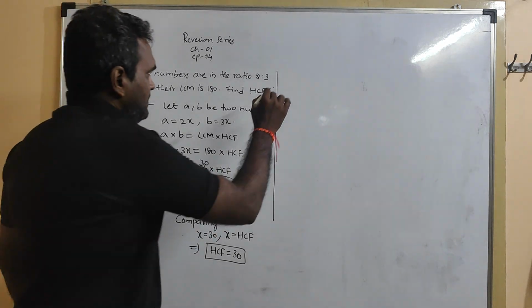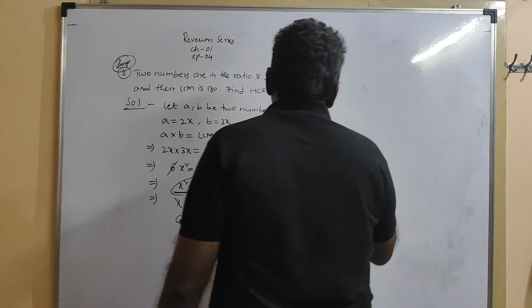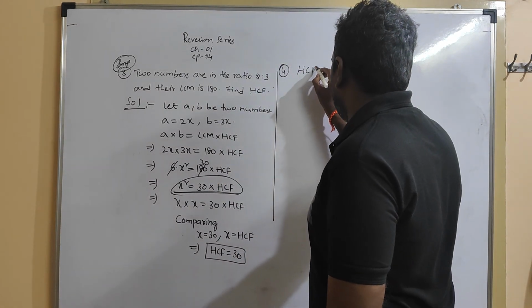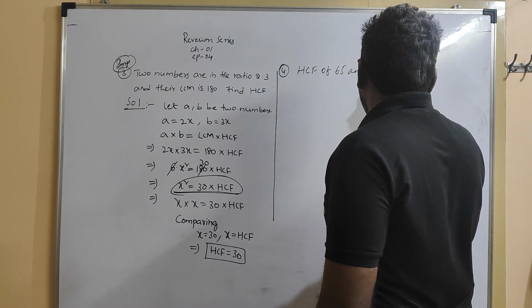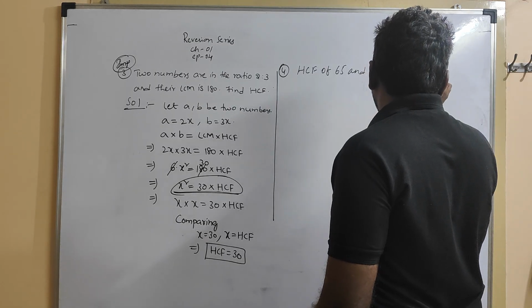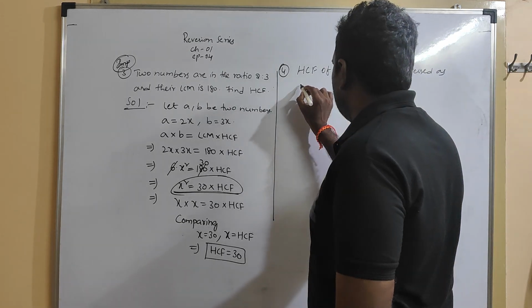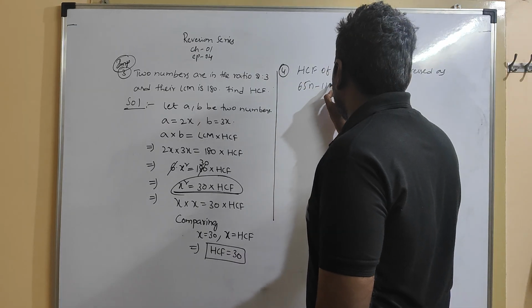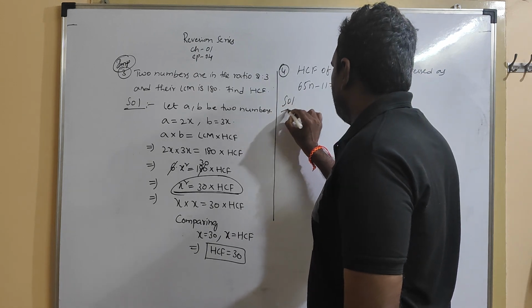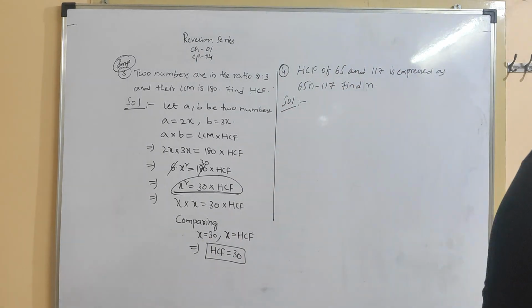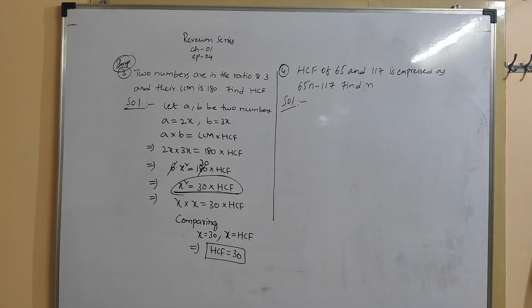Next question. HCF of 65 and 117 is expressed as 65n minus 117. Find n. This is the question. Am I clear? That is the question. HCF of 65 and 117 is expressed as 65n minus 117. Find n.